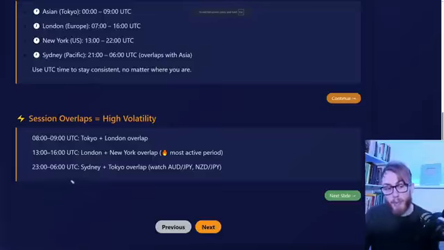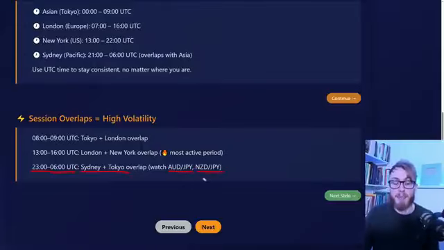Yet another overlap worth paying attention to is the Sydney plus Tokyo overlap. This one goes from around 23 to 6 UTC. And during this time, you can watch, for example, some important Forex pairs like AUD/JPY and NZD/JPY.